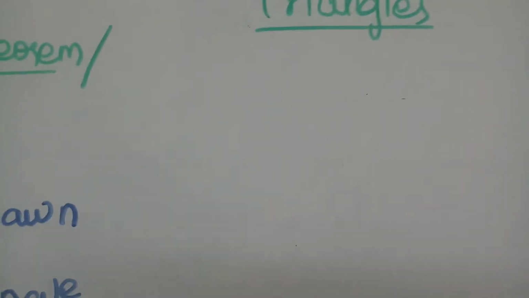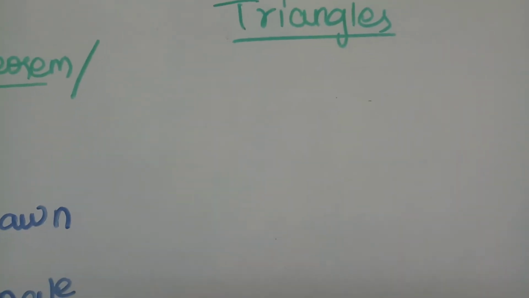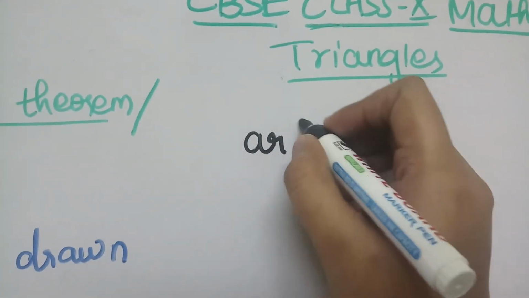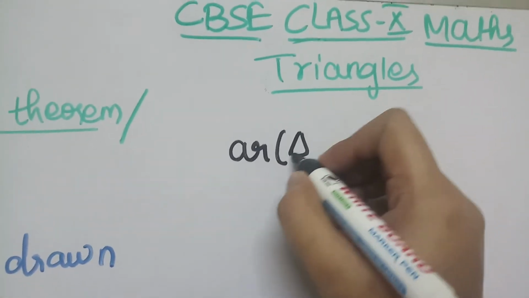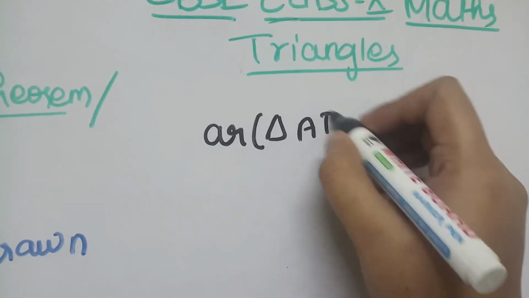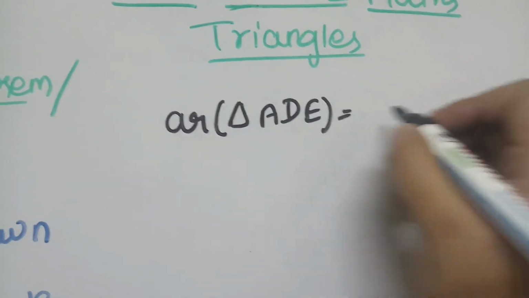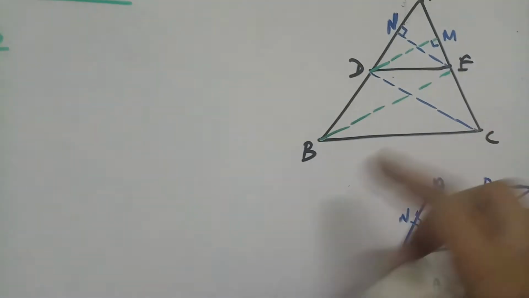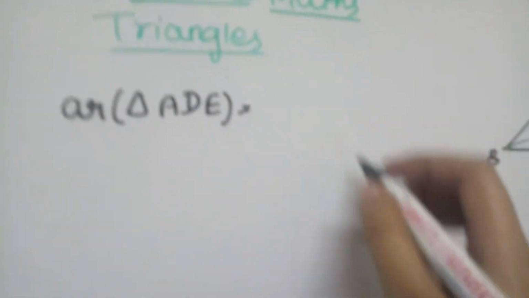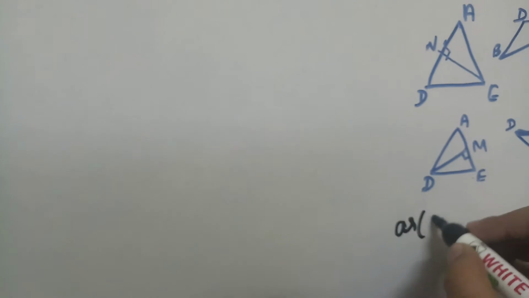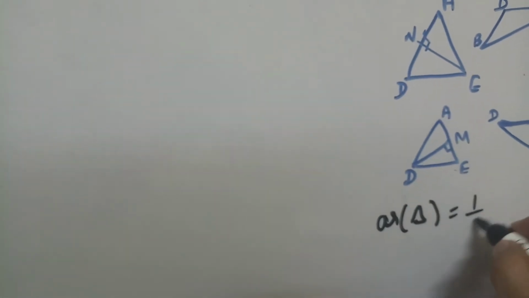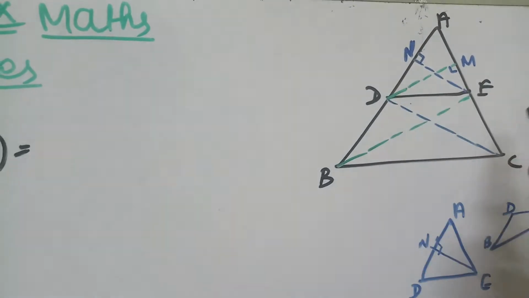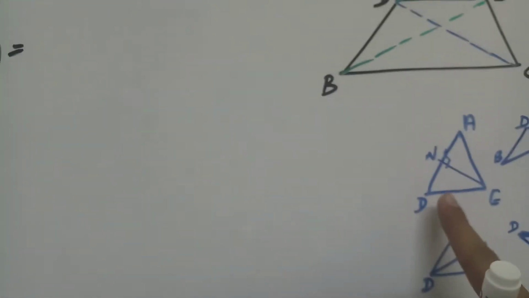As we already know, to represent the area of a triangle, we use this formula. So the area of triangle ADE. Since there are two perpendiculars, that means two heights. Already we know the area of a triangle is half into base into height, isn't it? As we have this height, we are using this formula.